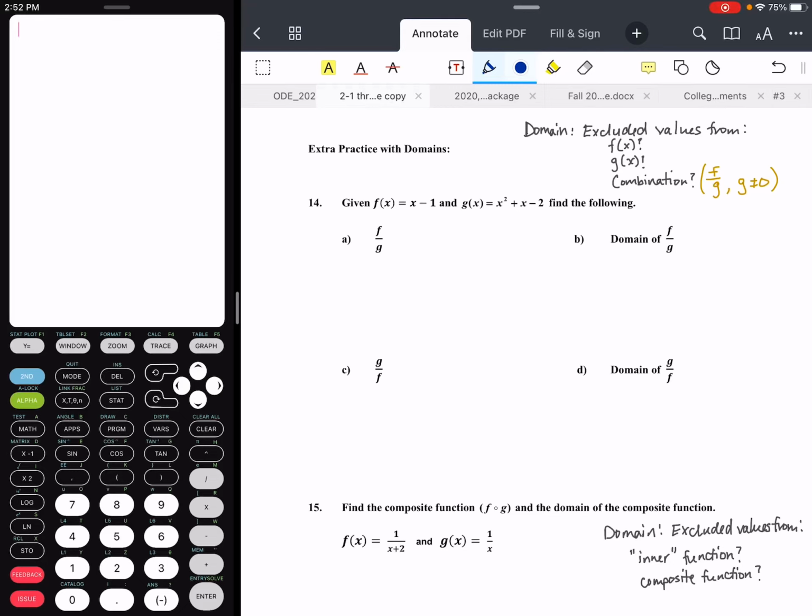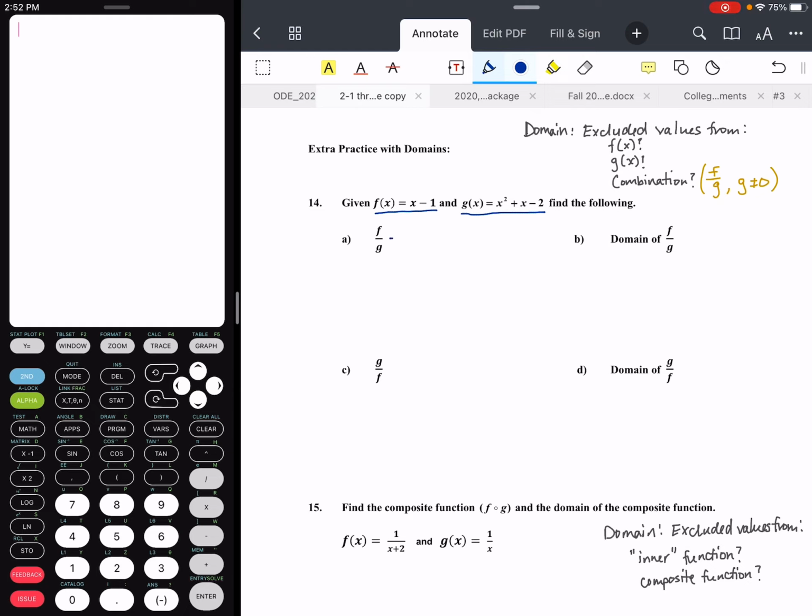So we're going to get a little more practice with domains because these can get tricky sometimes with our combination and our composition functions. So looking at number 14, and usually with our combinations, the trickiest ones can be these quotient functions. So I'm going to take a look at two quotient functions. So for number 14, we have f of x equals x minus 1, g of x equals x squared plus x minus 2. So for part A, it says find f divided by g, find that quotient function.